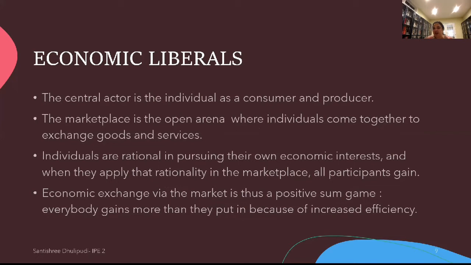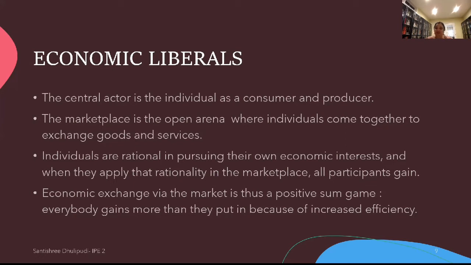For economic liberals, the central actor is the individual as a consumer and producer. The marketplace is the open arena where individuals come together to exchange goods and services. So they're making it clear. They see the individual as the consumer. That's why they say the consumer is king. The marketplace is the open arena, right? Individuals are rational in pursuing their own economic interests.